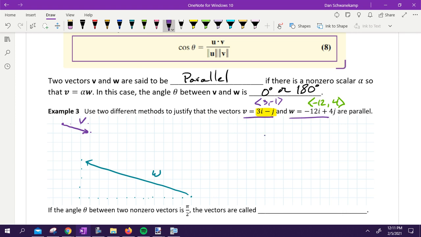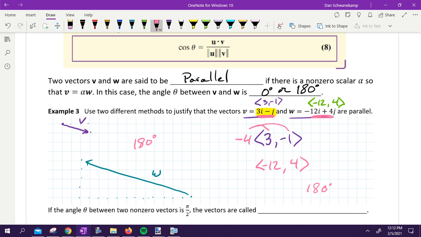Negative 4. If I were to take this vector, 3, negative 1, and I were to simply multiply everything by negative 4 and distribute it out, then my new vector would be negative 12 and a positive 4, which is the same thing. The difference between those two vectors is what? What was the difference here? 180. And you could tell it's 180 really easily, because they have exact opposite signs. If they were the same sign, they would be 0 degrees. But this is 180 degrees. They're parallel. So if you could just take them and multiply by a number, boom, they are parallel to each other.